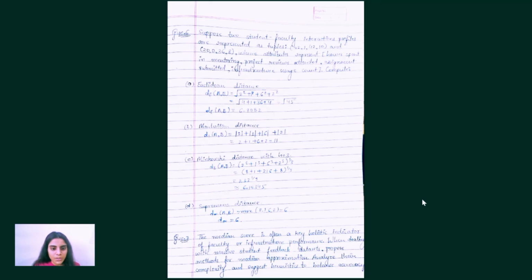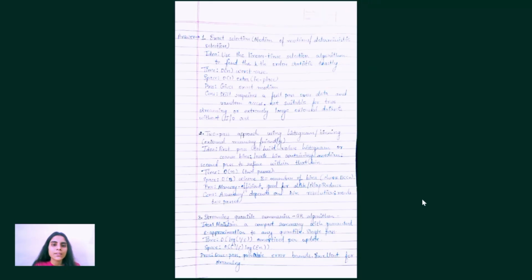After it, question number 7. The median score is often a key holistic indicator of faculty or infrastructure performance when dealing with massive student feedback datasets. Propose methods for median approximation, analyze their complexity and suggest heuristics to balance accuracy. Exact selection: the idea is to use the linear time selection algorithm to find the kth order statistic exactly. So the time is big O of n and the space complexity is big O of 1. So this is about exact selection.